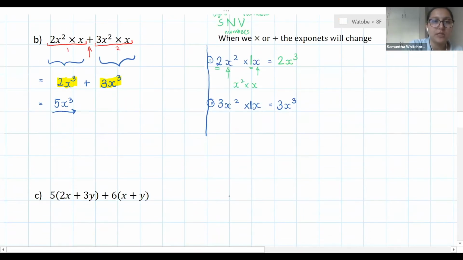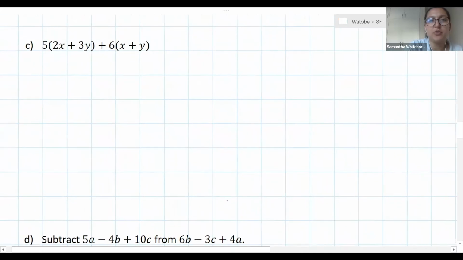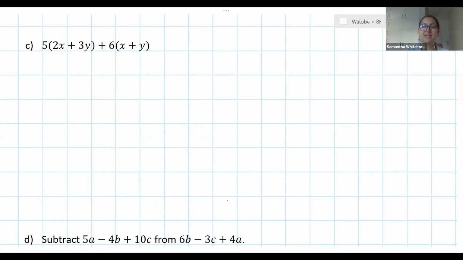Okay, so let's have a look at question C here. My first question to you is, how many terms are there in this expression? Now be careful because there are some plus signs inside brackets, which I don't really need to stress about. So if I look at the whole expression, how many terms do I have?